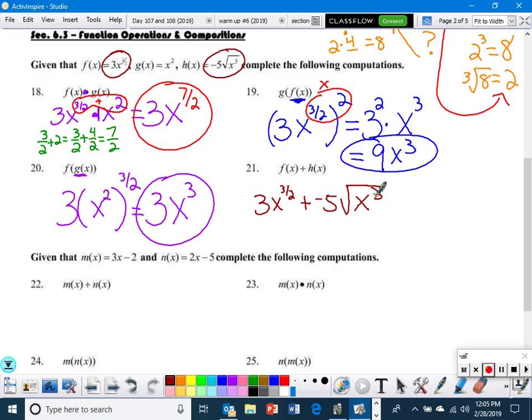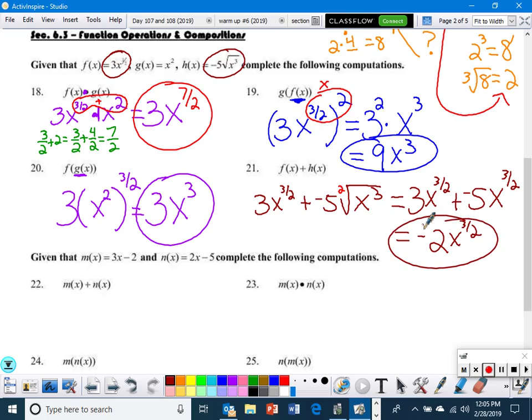Well, I have to rewrite that, ladies and gentlemen. Okay? 3x to the 3/2 plus negative 5. We've got to rewrite the radical. So that would be x. Now remember, there's a 2 right here. So that would be x to the 3/2. Since they are the same rational exponent on the variable, we can add those two together. So 3 plus negative 5 is negative 2. So our answer is negative 2x to the 3/2.